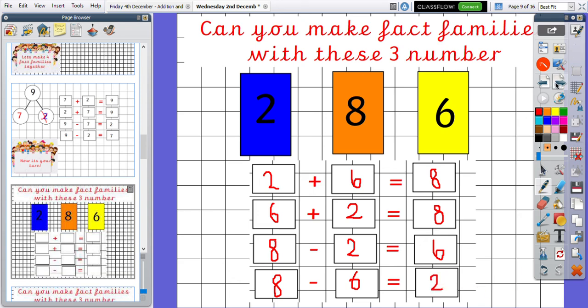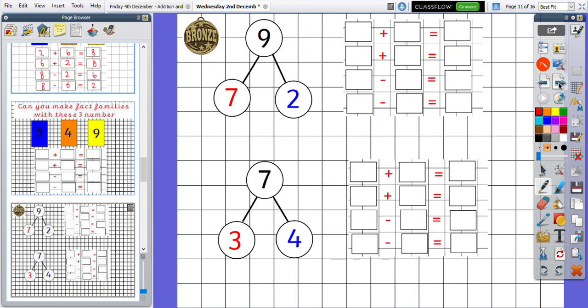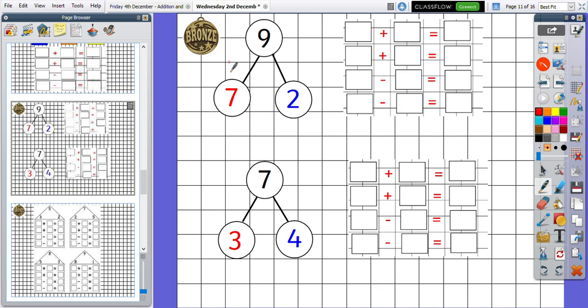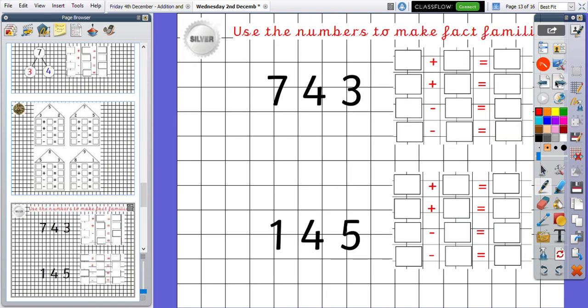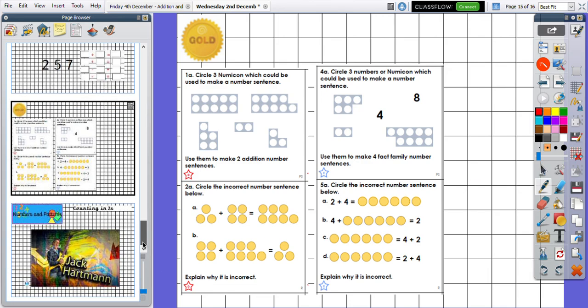Fantastic, guys. Well done. Okay then. I'm going to let you have a go at this one on your own, and then you can go ahead and have a look at today's learning. Now, bronze is all about putting your numbers into fact families, and then silver, you've just got the numbers and you've got to put them into fact families, and then finally, if you get onto gold, we've got a bit of problem solving.